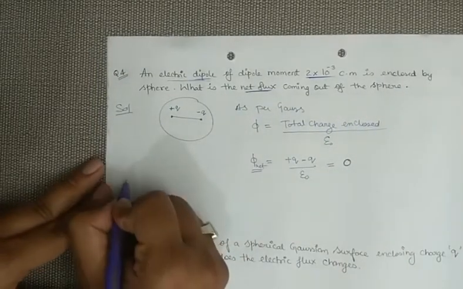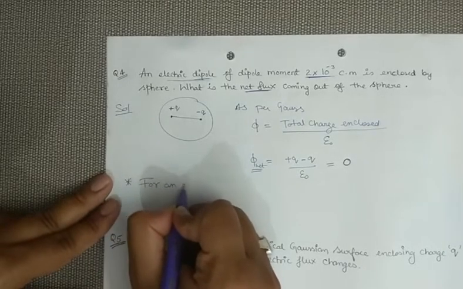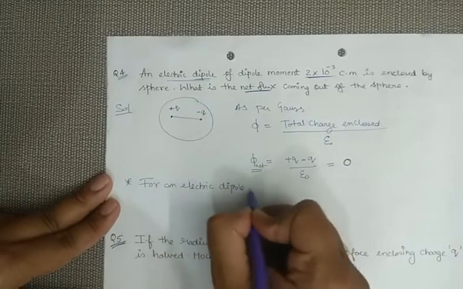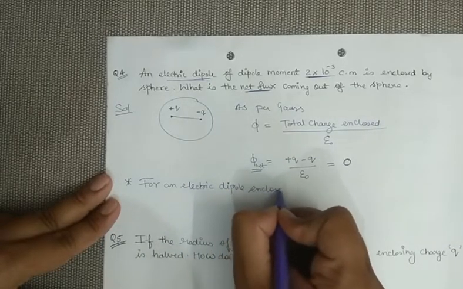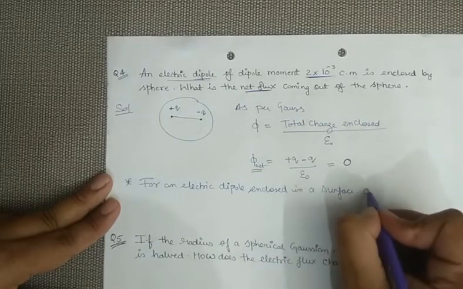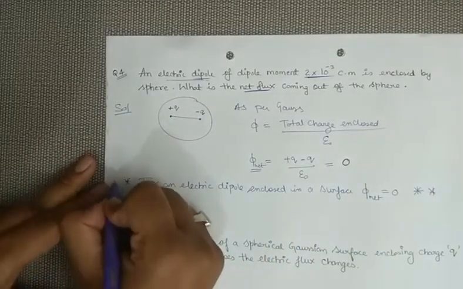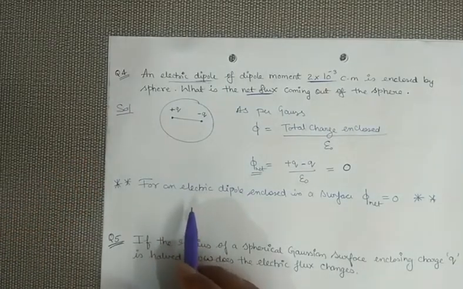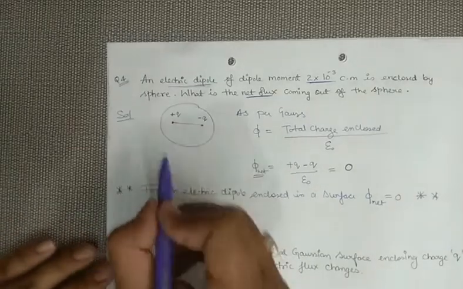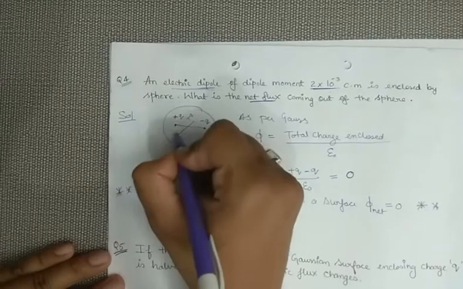So it's a very important point you have to remember, that for an electric dipole enclosed in a surface, your net flux is always zero. Just remember this point. Whenever the question comes about a dipole, you just write the flux to be zero, because if I place here, instead of 1, suppose I take one more dipole, this is also plus q, this is minus q.